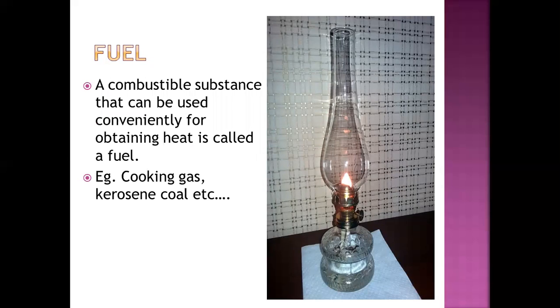Now a combustible substance that can be used conveniently for obtaining heat is called fuel. So now we have learned about combustible substance, which is used for burning. In that we have fuel, for example cooking gas, kerosene or coal. So there are three examples which I've given you. These lamps you must have seen, kerosene is filled here, and the wick burns when you light it with a matchstick, and this burns because of the kerosene.